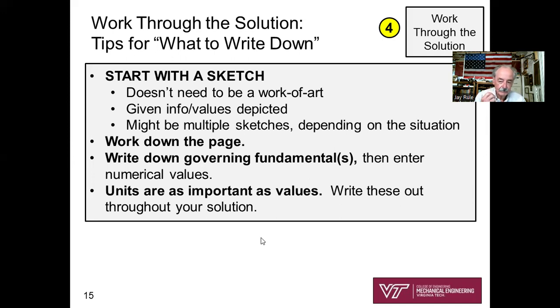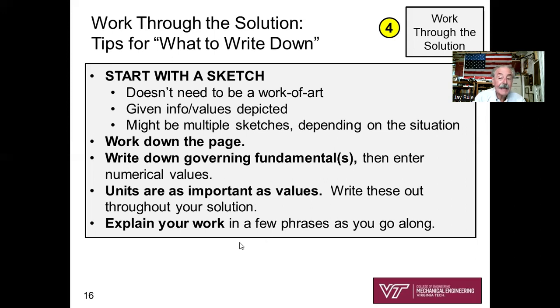Okay. At a minimum, use some common sense. Write out units in the important steps of your solution. That helps you cancel your units out to get the right units in your final result. Explain your work in a few phrases as you go along. So, for example, for those of you early in the class, it'll be Greek to you. A phrase might be, use the first law.